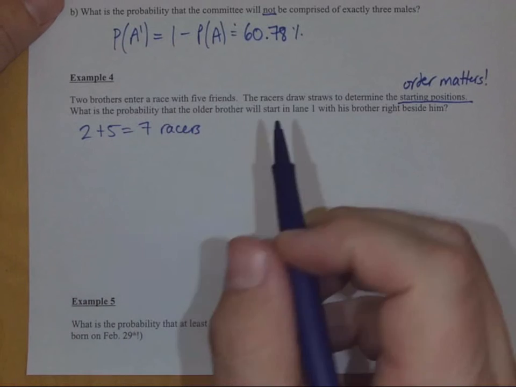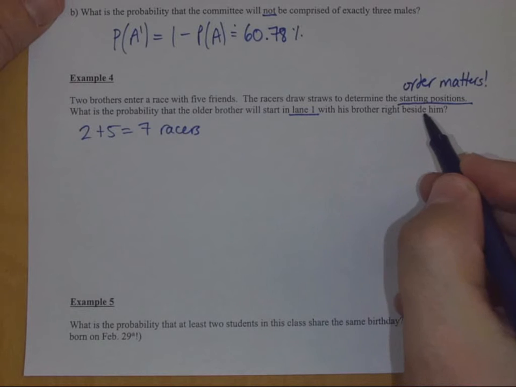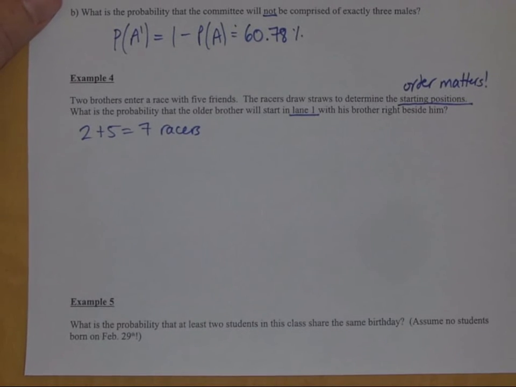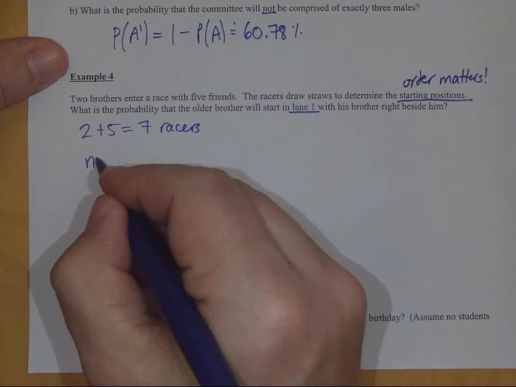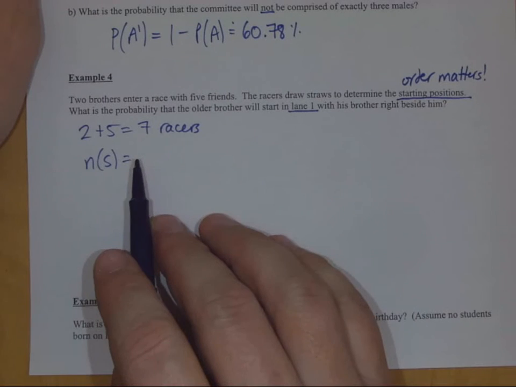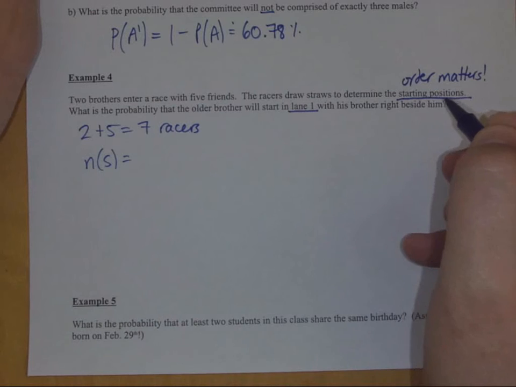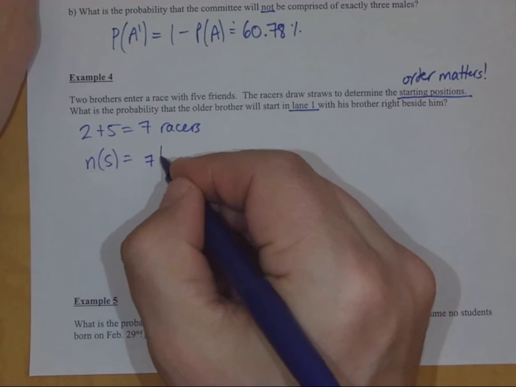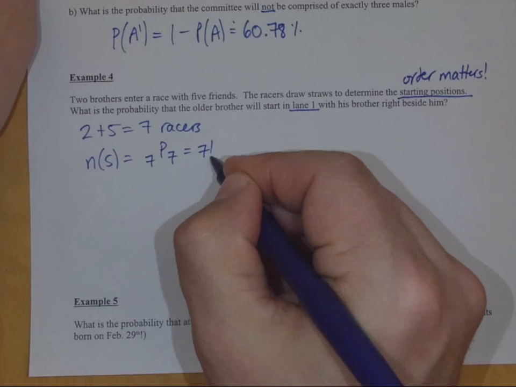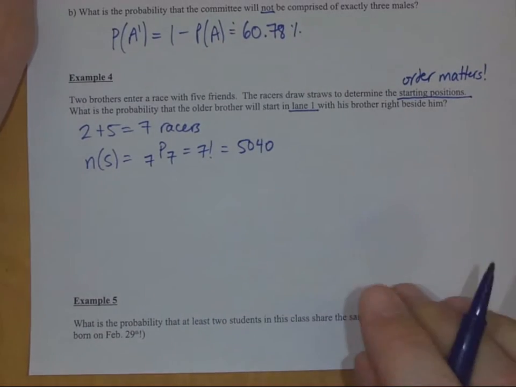What is the probability that the older brother will start in lane 1? That seems very specific, with his brother right beside him in lane 2. Okay, well, let's start by figuring out the number of ways in the sample space, which in this case means we have to arrange these 7 racers. If we're arranging the 7 racers into the 7 starting positions, that means we have 7 permute 7, or 7 factorial ways. 7 factorial is 5,040 ways to do it.